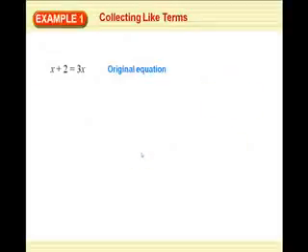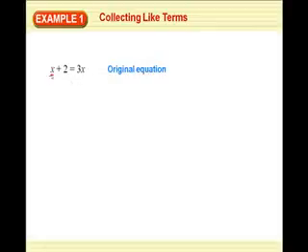Collecting like terms. First off, when it says collecting like terms, it wants like terms collected on the same side of the equation. So you look at this and they basically want x's on one side, whole numbers on the other side. Most of the time in algebra, the x goes on the left-hand side, but it doesn't have to. When I collect like terms, I always move the smallest letter. I start with the letters.